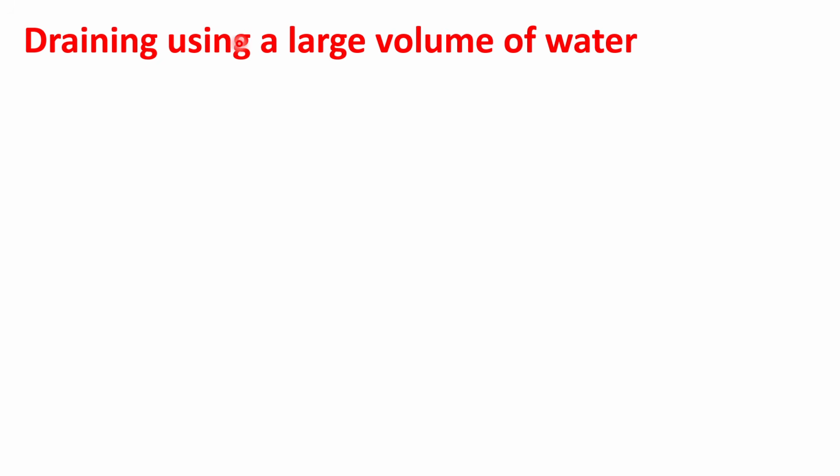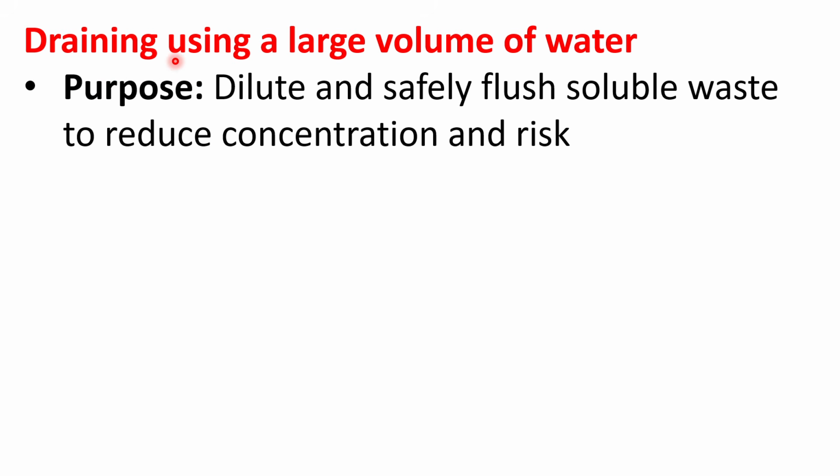Another method is simply draining using a large volume of water. If your chemistry lab has water sinks fitted, you can dispose of some waste right away into the sink and drain with a lot of water. That's also a technique for disposing of waste in a safe manner. So the purpose of using a large volume of water is in order to dilute and safely flush soluble waste to reduce concentration and the risk of contamination.